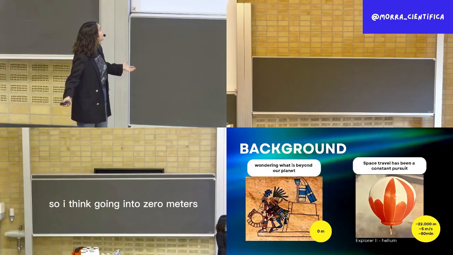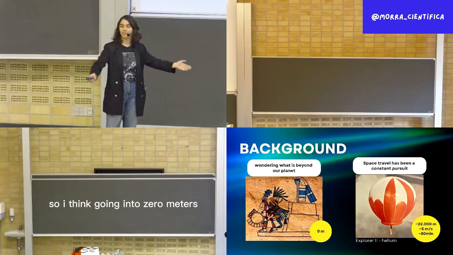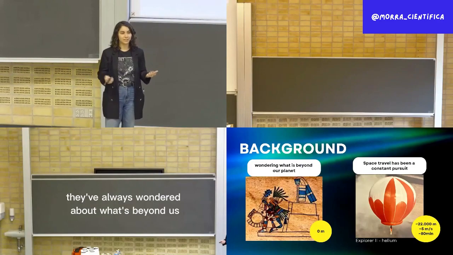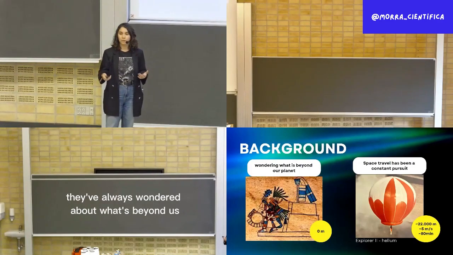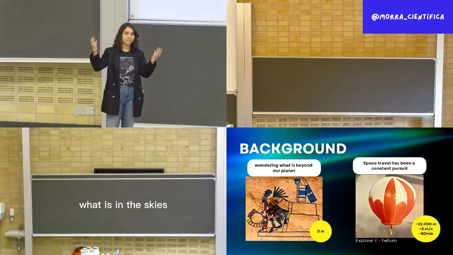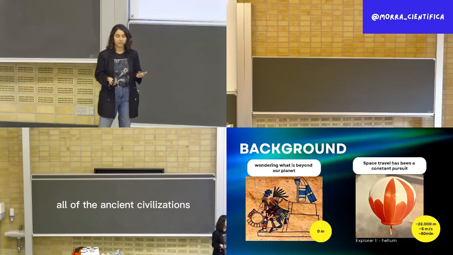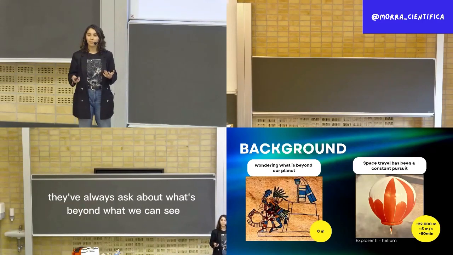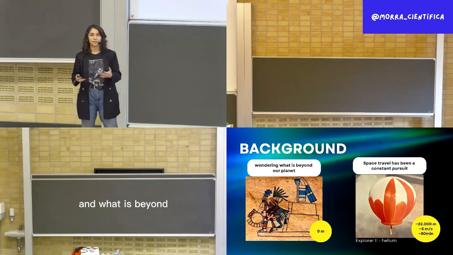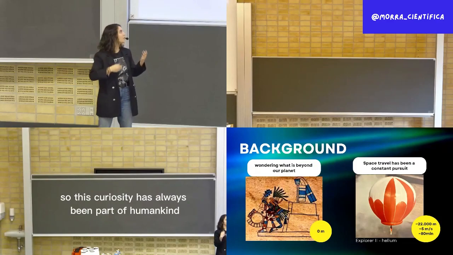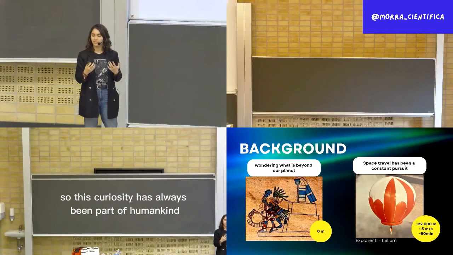So I think going into 0 meters, Earth level, ancient civilizations have always wondered about what's beyond us, what is in the skies. The Aztecs, the Egyptians, all of the ancient civilizations, they always asked about what's beyond what we can see, what is in nature, what is in the stars, what is even a star. So this curiosity has always been part of humankind.